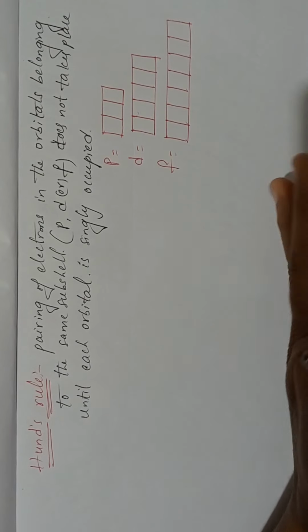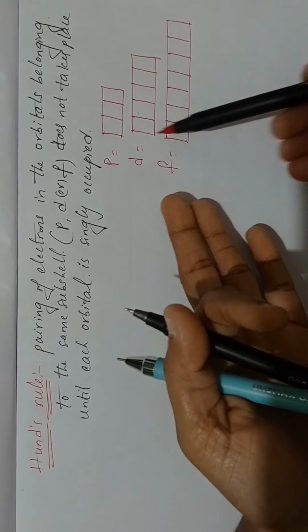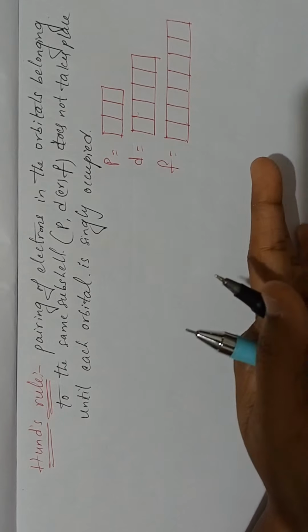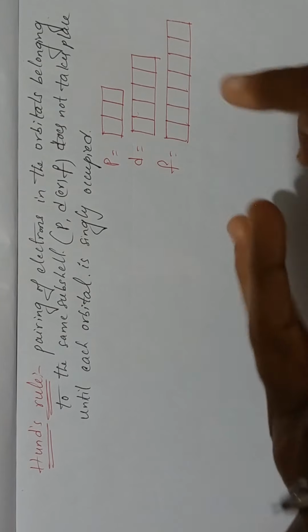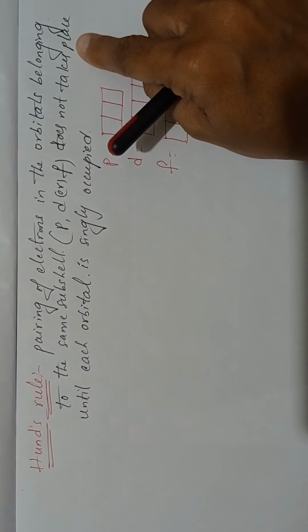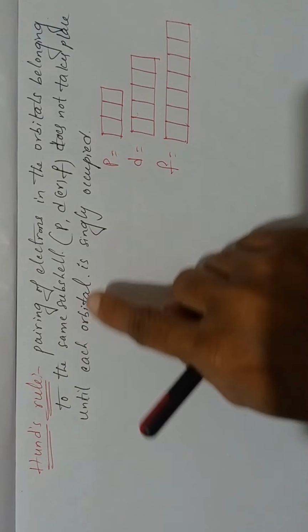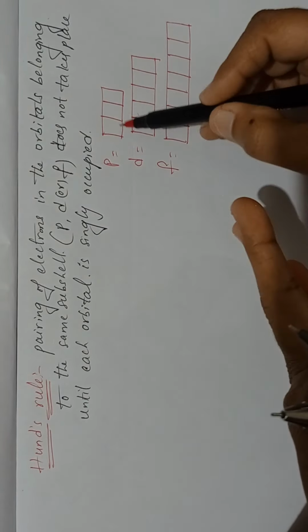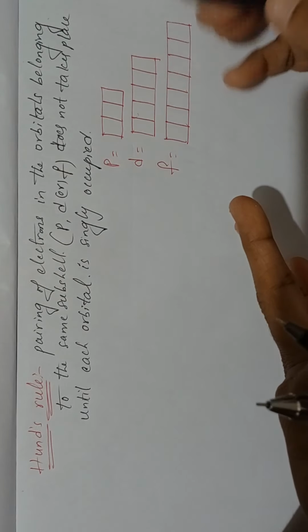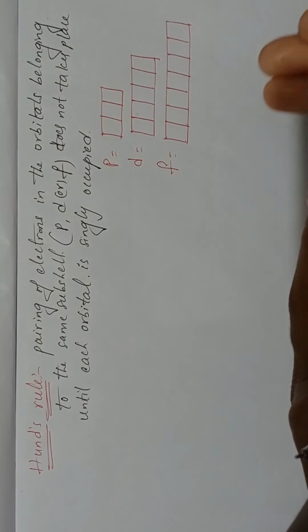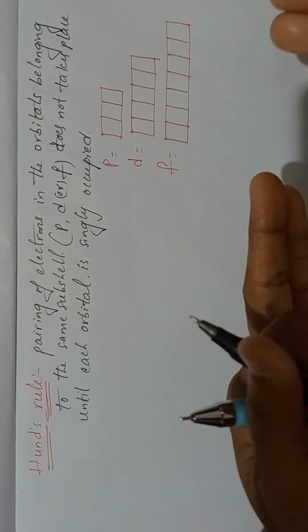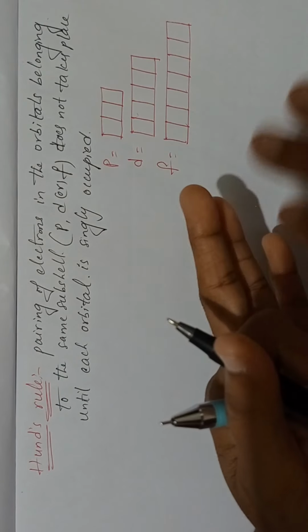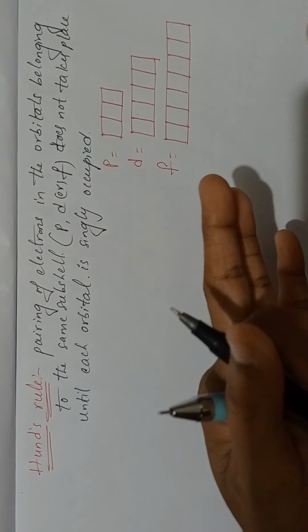Understanding, students? So in these p, d, f orbitals, how does pairing of electrons take place? Pairing of electrons does not take place in the same subshell until each orbital is singly occupied. That means first we have to fill single electrons. After that, for the remaining electrons, we have to pair the electrons in the orbitals.